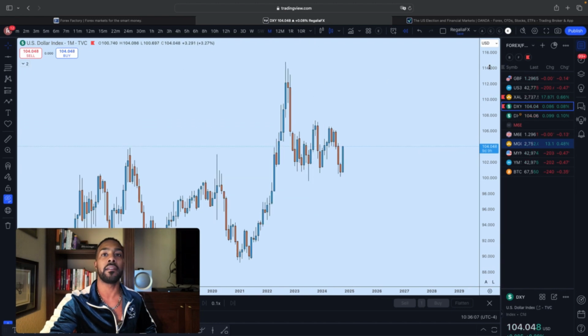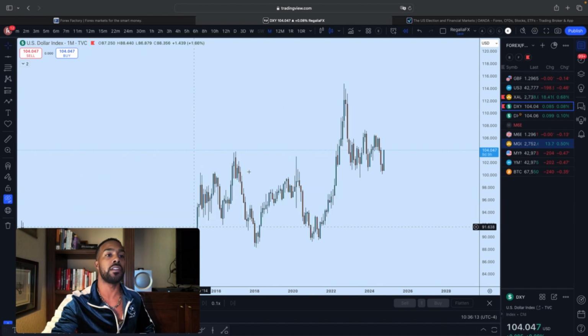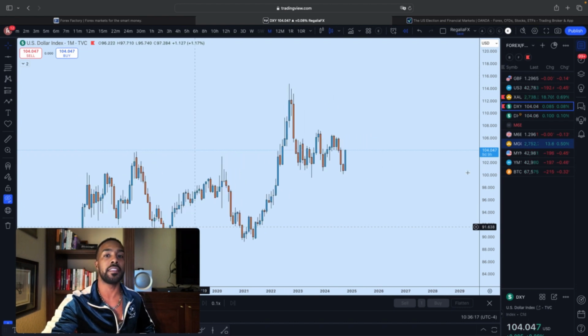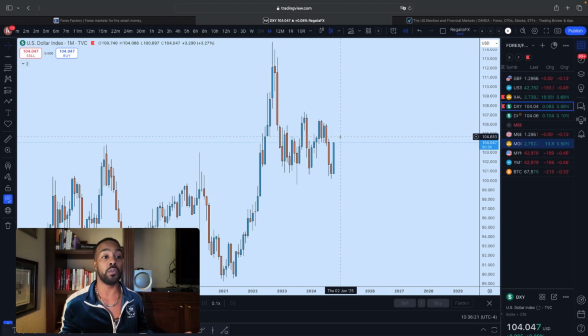Now, although there's not any major pandemics or anything going on, based on just structure here, looking to the left, it looks like we're respecting the structure to the left, and I think we have more upside on the dollar. Now, we still don't know who's going to be president yet, so there's still a lot of confusion and uncertainty in the market.